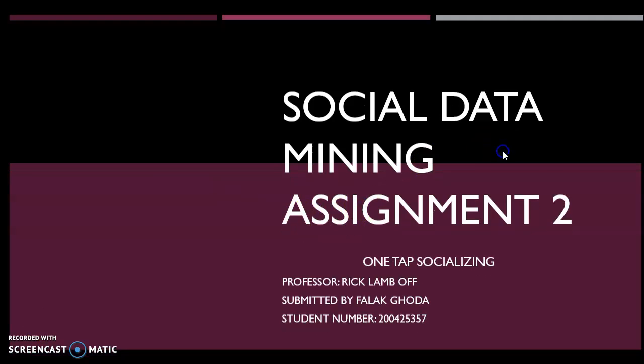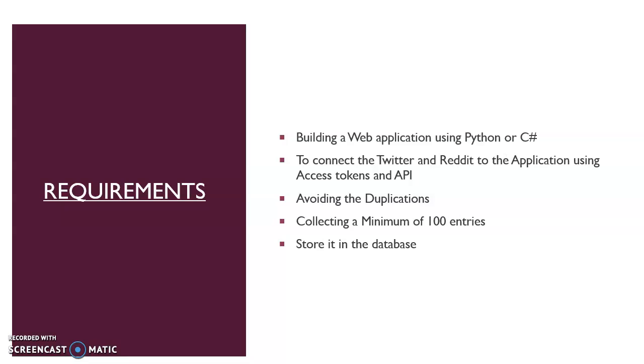The requirements for the assignment are as follows. It is supposed to build an application using either Python or C#, whichever we as students are familiar with or comfortable with, to connect Twitter and Reddit to the application using access tokens and APIs. It also says to avoid duplication of the data fetched from either Twitter or Reddit. It is supposed to collect a minimum of 100 entries and store them in the database. For the database, I have used MongoDB as my database server.